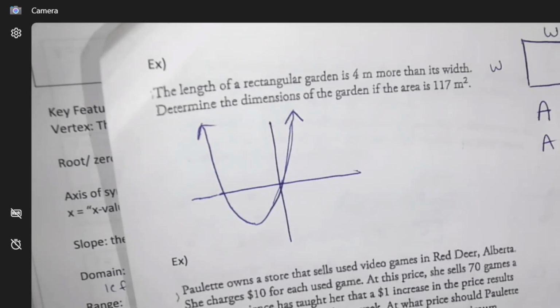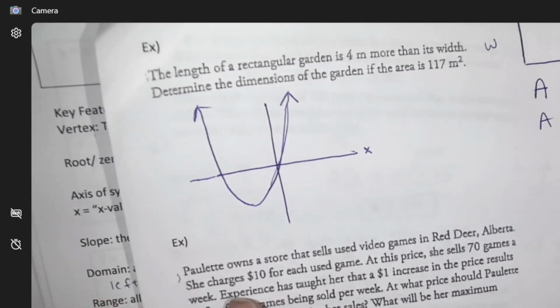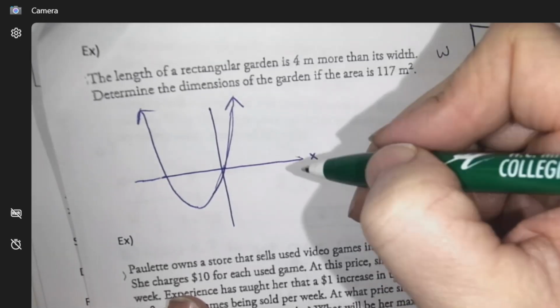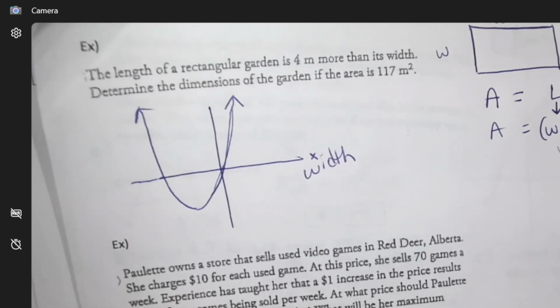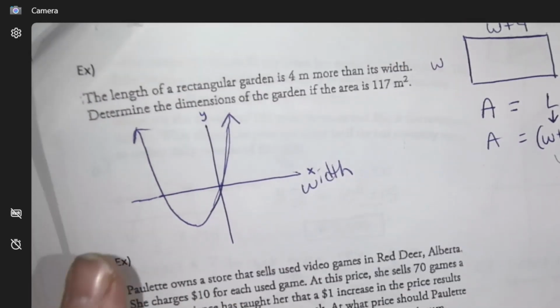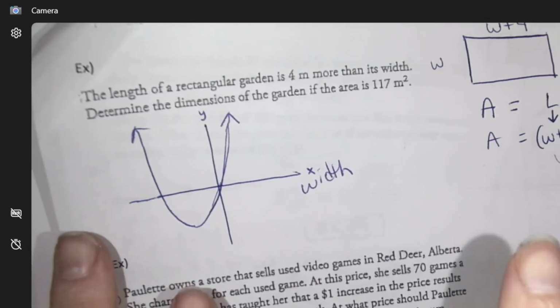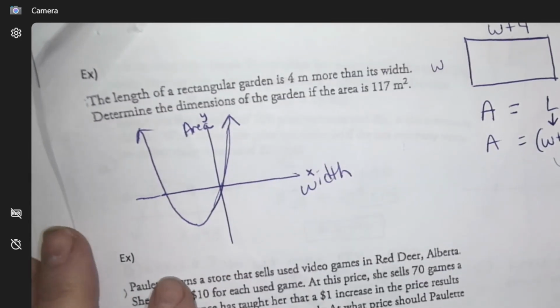Okay, let's talk about our variables. So this line is usually the x variable. What do you have instead of the x variable? What is your x being in this one? It's being a w. And this is normally the y variable. What are you doing instead of a y variable? You are doing area, right?